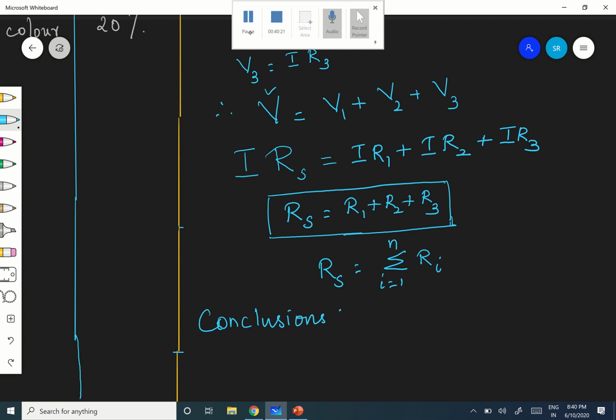Okay, number one. What is that? First one, when two or more resistors are connected in series.